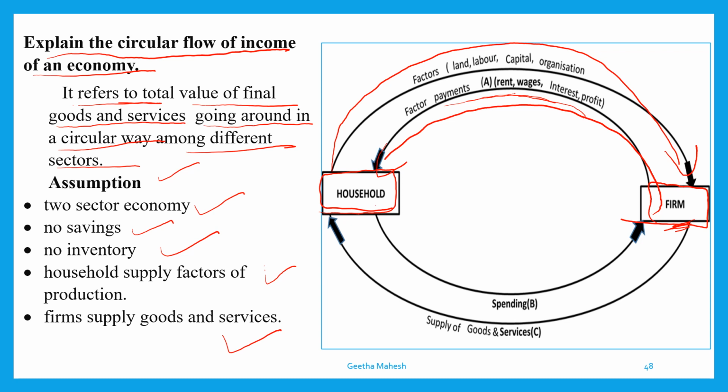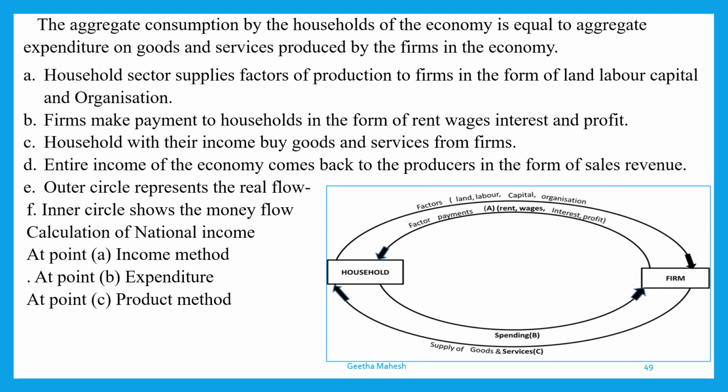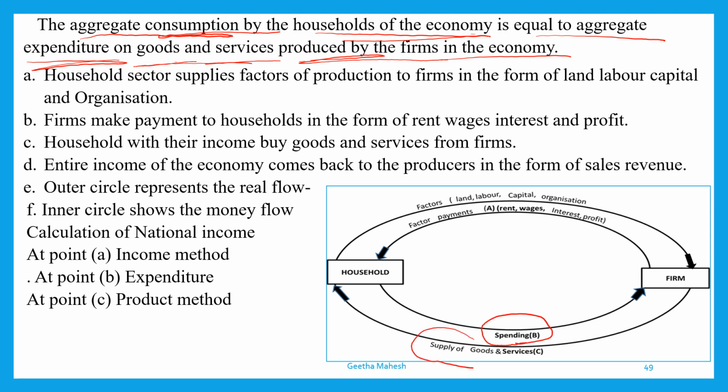The household sector, after receiving their income or payments, is going to spend to buy goods and services from firms. So after receiving receipts, the firm is going to supply goods and services to the household sector. Here you can see the aggregate consumption by the household sector is equal to the aggregate expenditure on goods and services produced by firms in the economy. So how much they spend is exactly equal to the value of these goods and services.